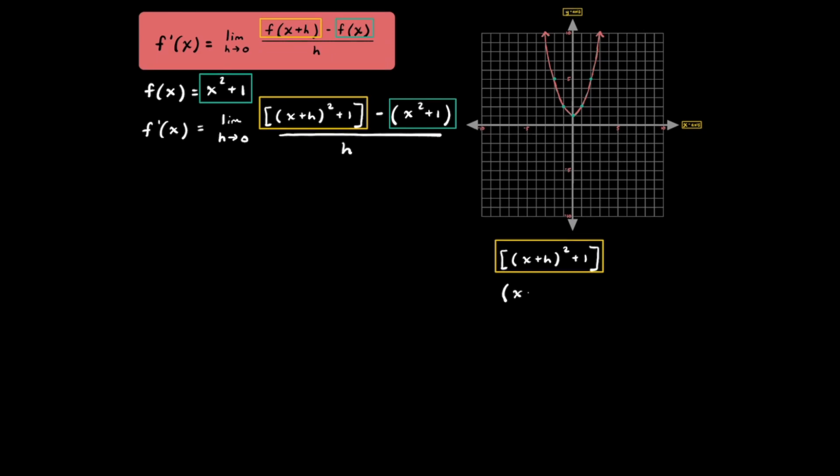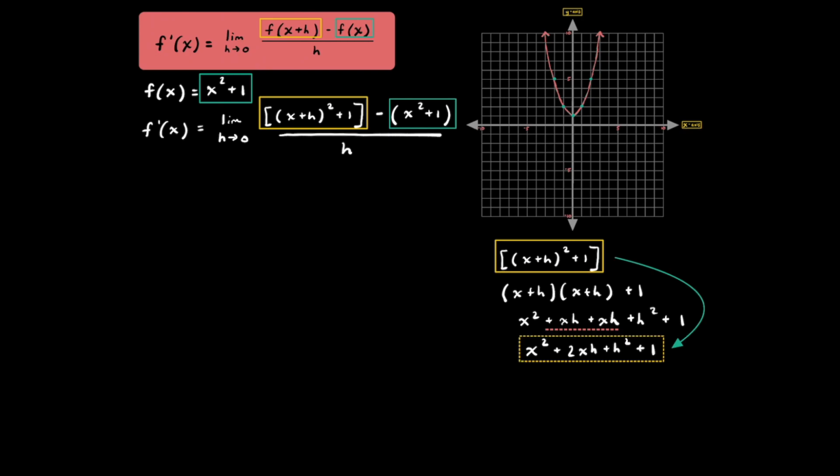First, I'm going to expand this x plus h squared into x plus h times x plus h and add 1 after. Distributing or foiling here, we're going to have x times x, and that's going to be x squared. Then we have x times h, which is going to be xh. Next we have h times x, which is going to be another xh. And finally we have h times h, which is going to be h squared. By combining these two like terms in the middle, we're going to have x squared plus 2xh plus h squared plus 1. We just expanded this first part of the definition so that we can combine like terms or cancel out terms with the second part.